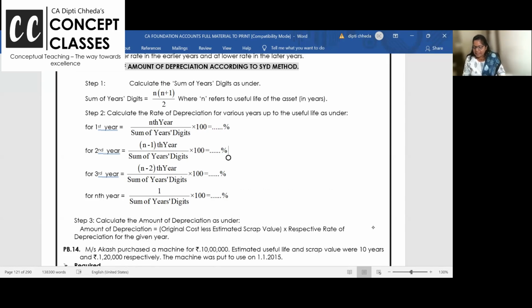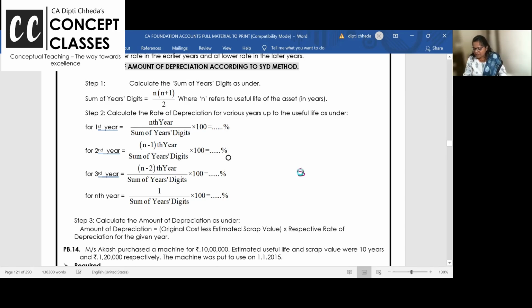Calculate the total sum of the years. Like how many years you are going to depreciate? 10 years, 9 years, 8 years, 7 years. There's some maths logic, but after doing it, it's very easy. So 10 plus 9 plus 8 and so on, the total of all the digits. And then you can take the proportion.